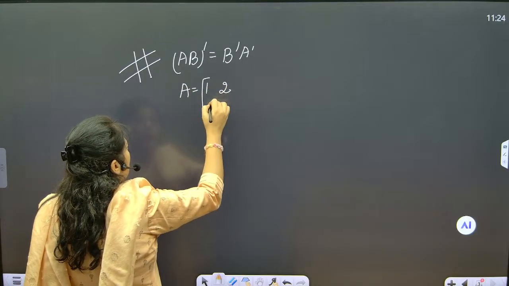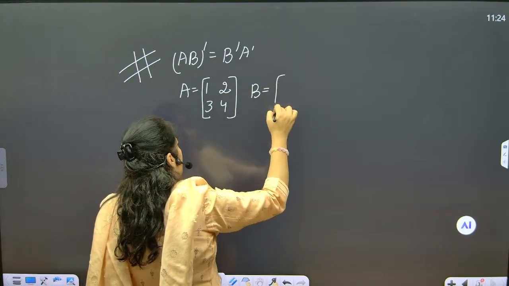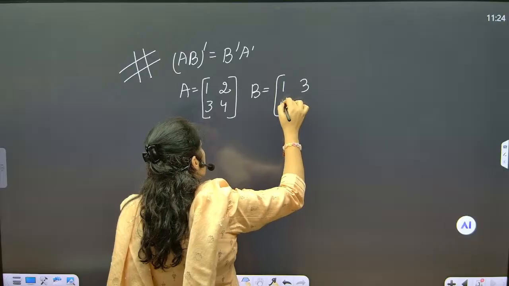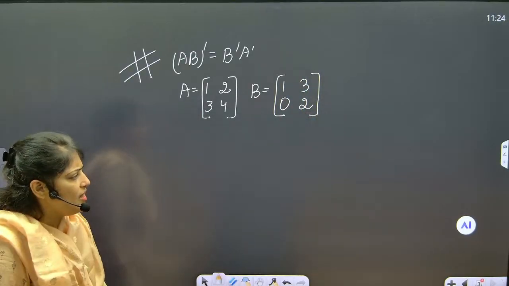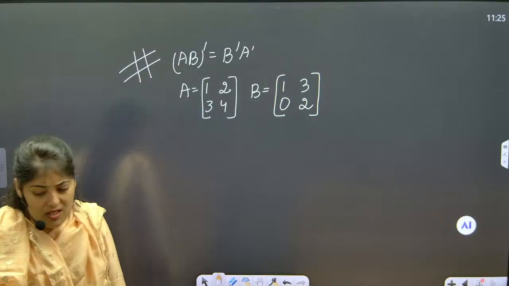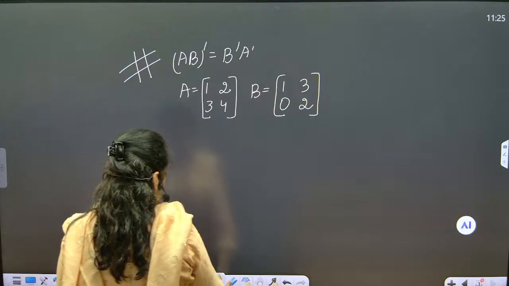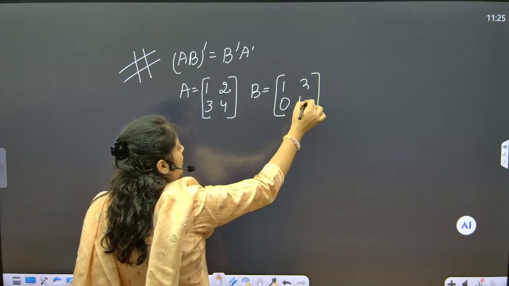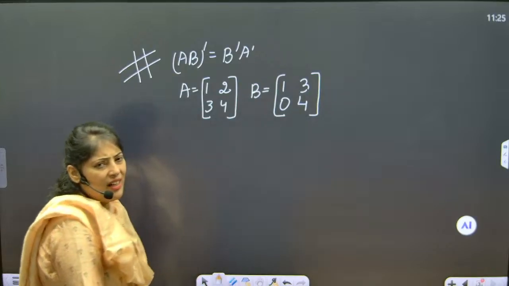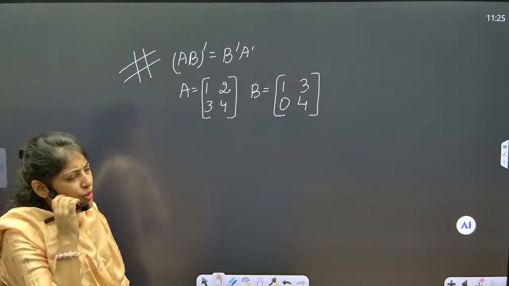1, 2, 3, 4. The B matrix I'm taking as 1, 3, 0. Suppose any. It is not necessary that these numbers have to be the same. I can go with the 4 also. In your books they have given 4, so I'm taking 4 only. You can take any matrix. Check it with a 3 cross 3, but it is easy to check with a 2 cross 2. That is why I'm taking 2.